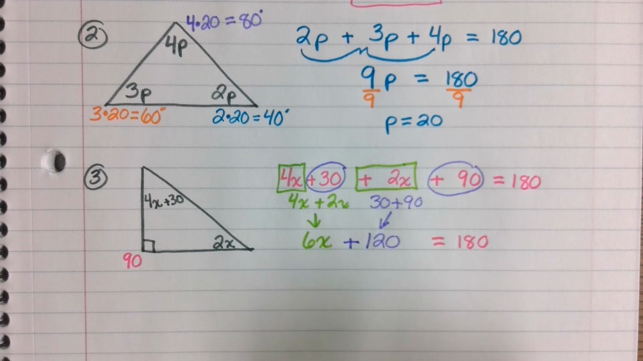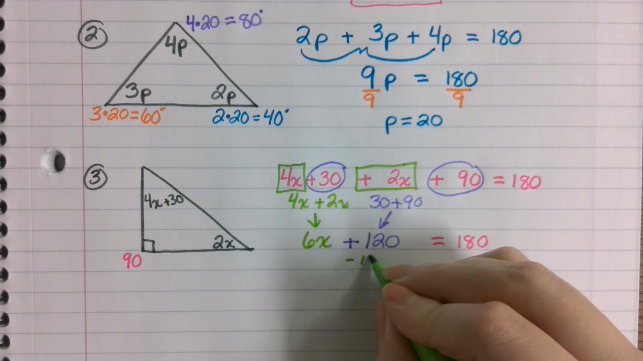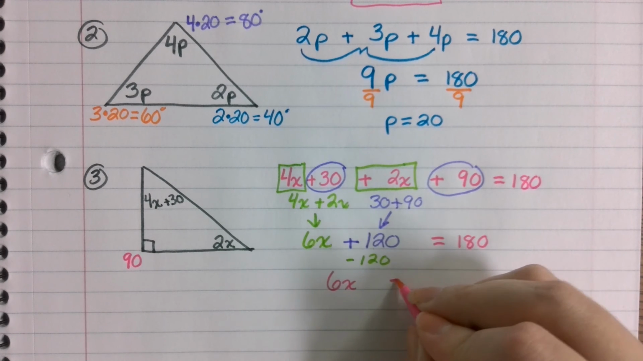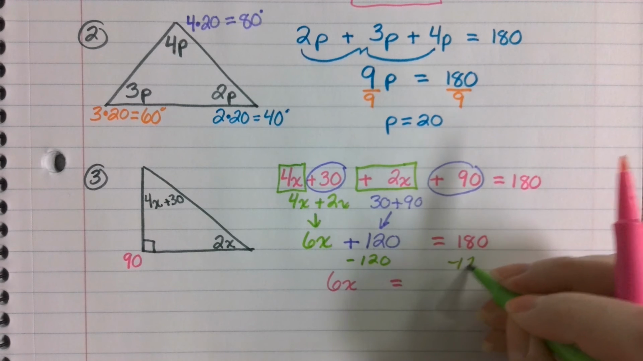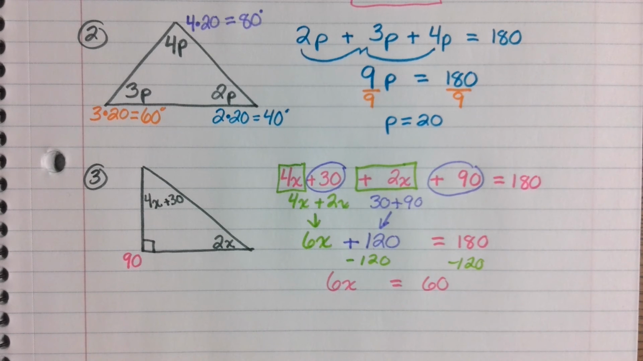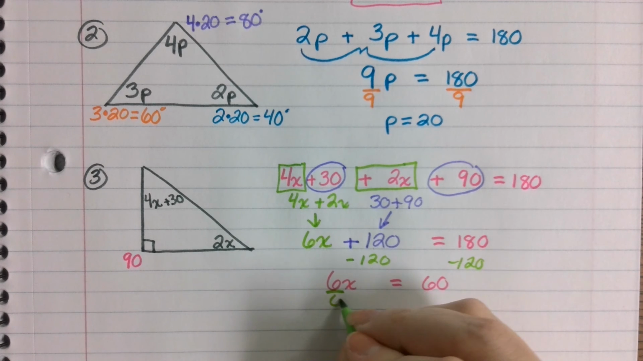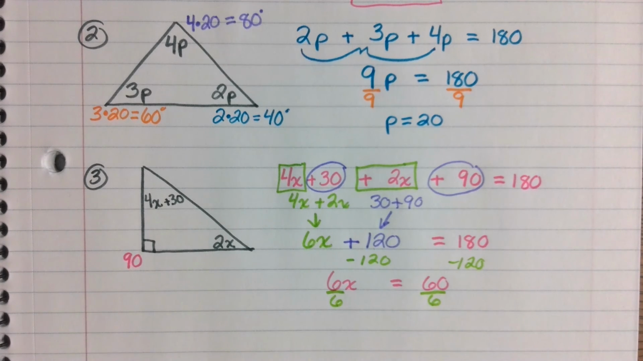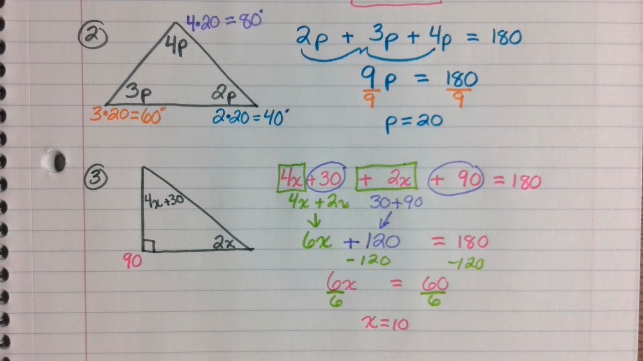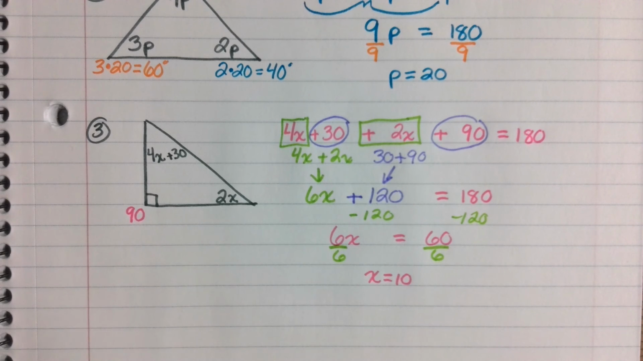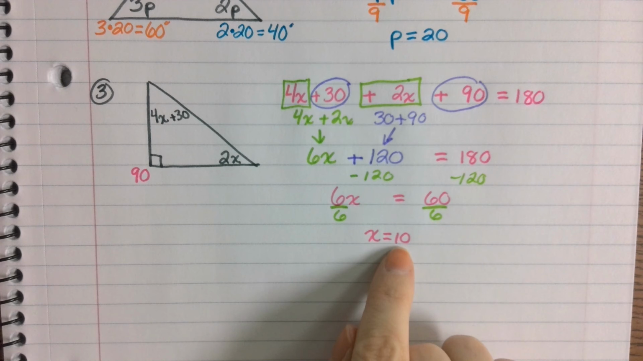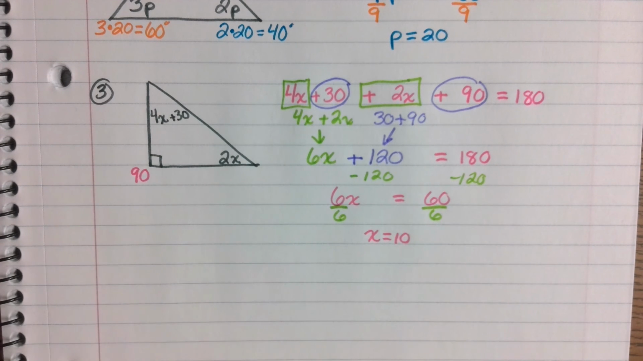Now I can solve. I would subtract 120 from both sides. That would give me 6x is now equal to 60. And then I would divide both sides by 6. And I would get x is equal to 10. Again, that's what x is equal to. Is that what each angle is? No. I would have to use that value of x to find the measurement of each of the angles.